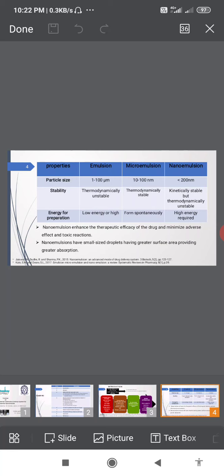The energy required for the preparation of the regular emulsion is low, with high mechanical strength required, while a microemulsion is formed spontaneously, and in a nanoemulsion high energy is required for preparation. We have advancement of nanoemulsion because when we use nanoemulsion as a drug delivery system, the enhancement of bioavailability is more, and toxic adverse effects are less.